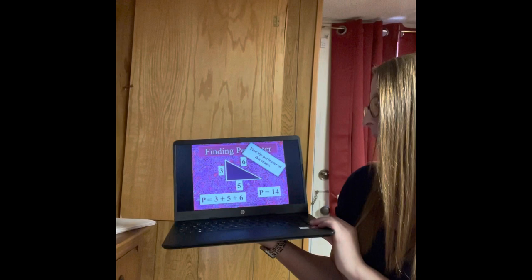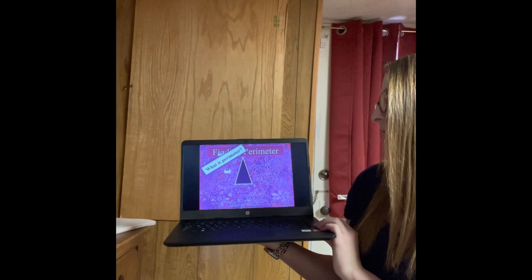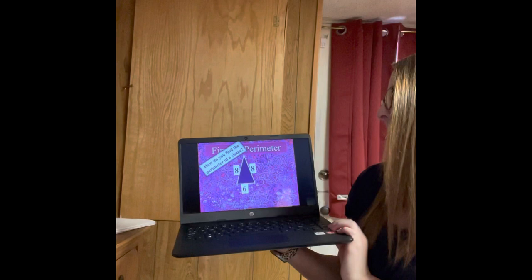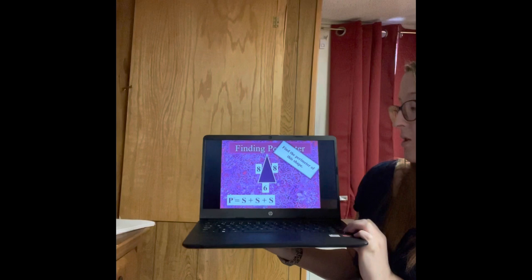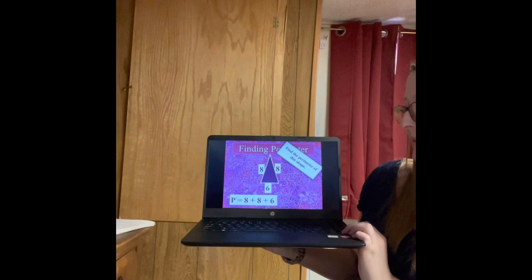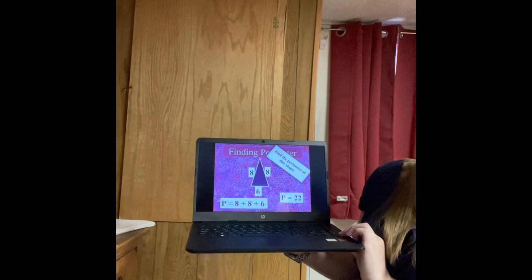All right, let's find the perimeter of this triangle. All right, Gabby, what did you get for this one? 32. 32 is a little off. Remember, you just add up the three sides. Maybe the addition got a little off. 8 plus 8 plus 6 is going to be 22. Did everyone get that written down?